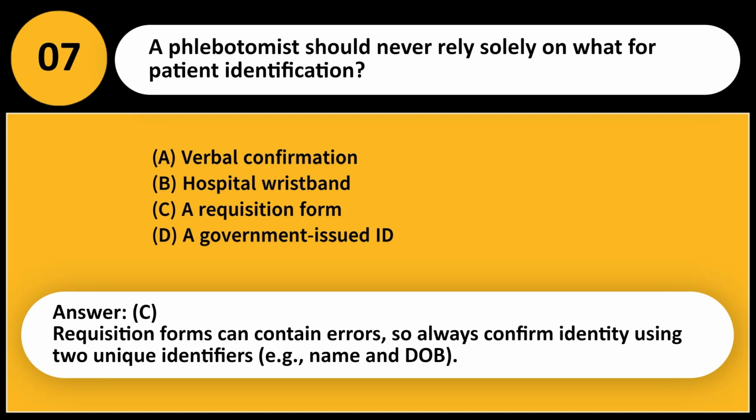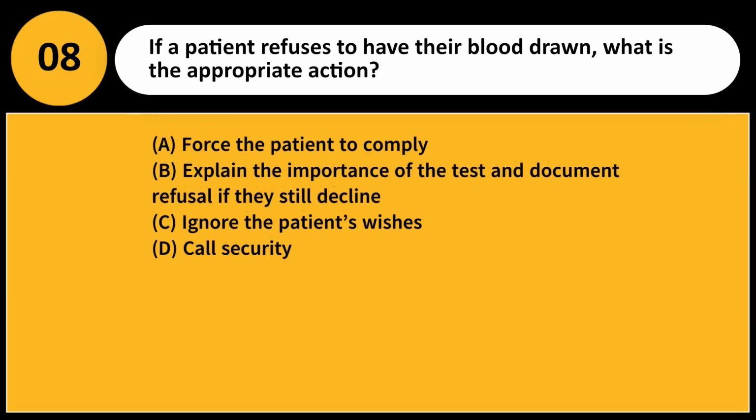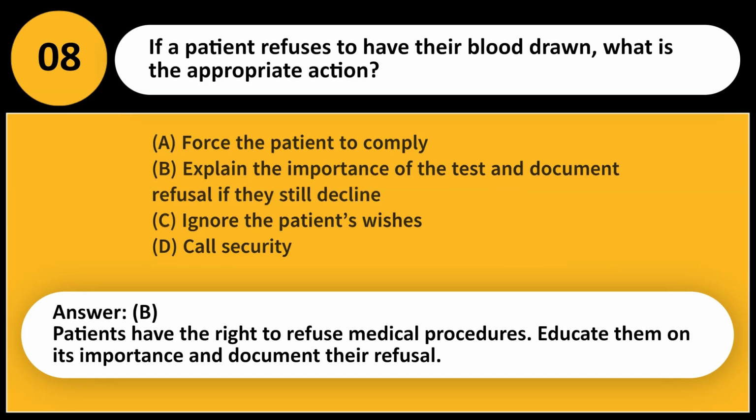name and DOB. If a patient refuses to have their blood drawn, what is the appropriate action? A. Force the patient to comply. B. Explain the importance of the test and document refusal if they still decline. C. Ignore the patient's wishes. D. Call security. Answer, B. Patients have the right to refuse medical procedures. Educate them on its importance and document their refusal.